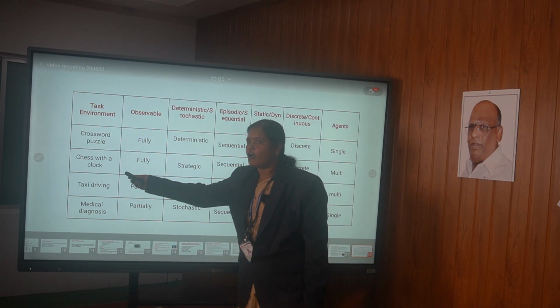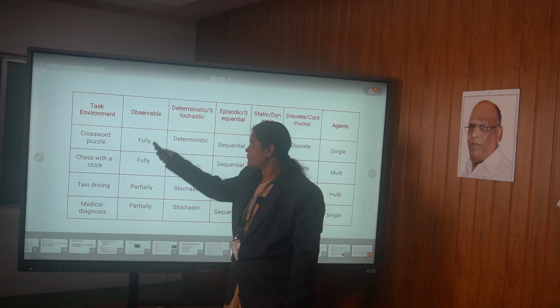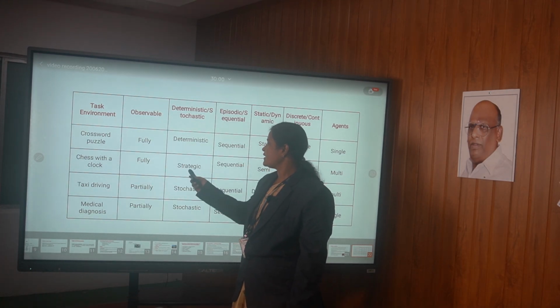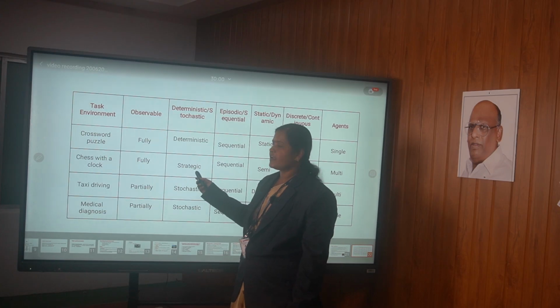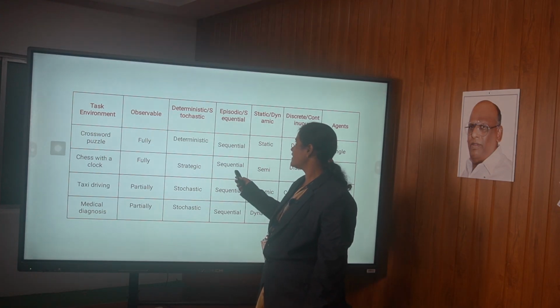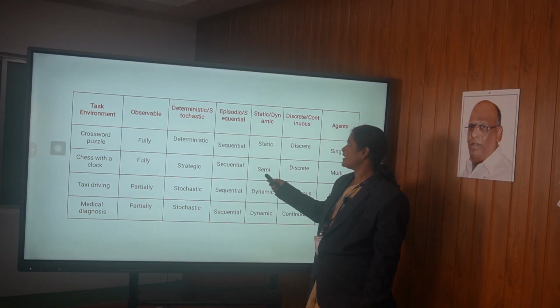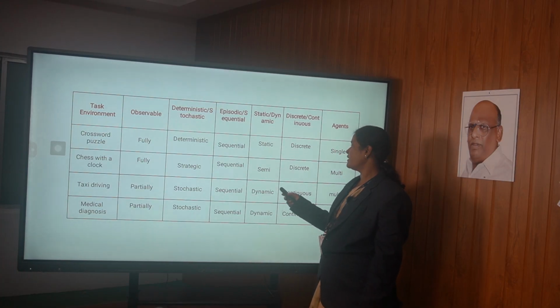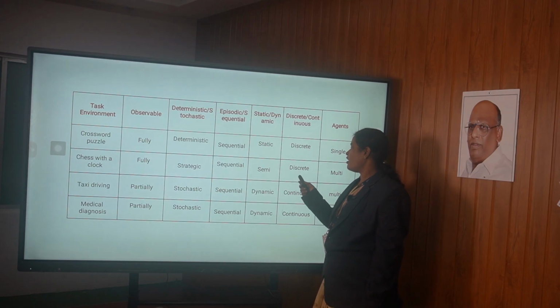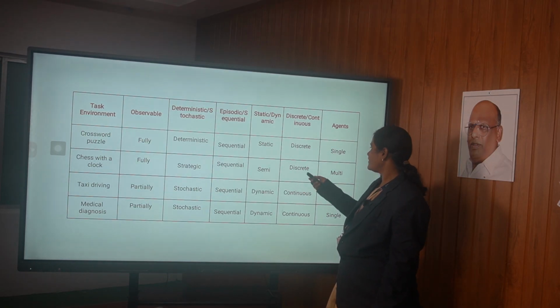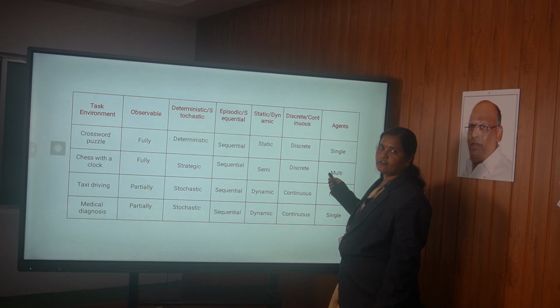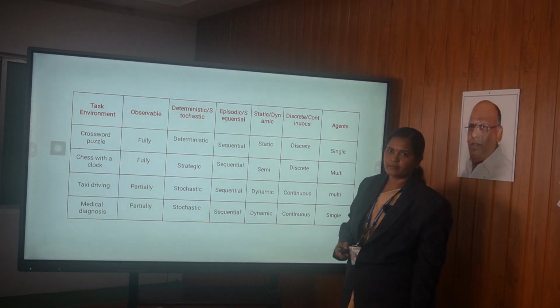Whereas chess with a clock is also a fully observable environment. It is a strategic environment, and it is a sequential environment, and since time is involved, that is why it is a semi-dynamic environment. And chess with a clock comes under a discrete type of environment, and more than one agent is involved. That is why it is a multi-agent environment.